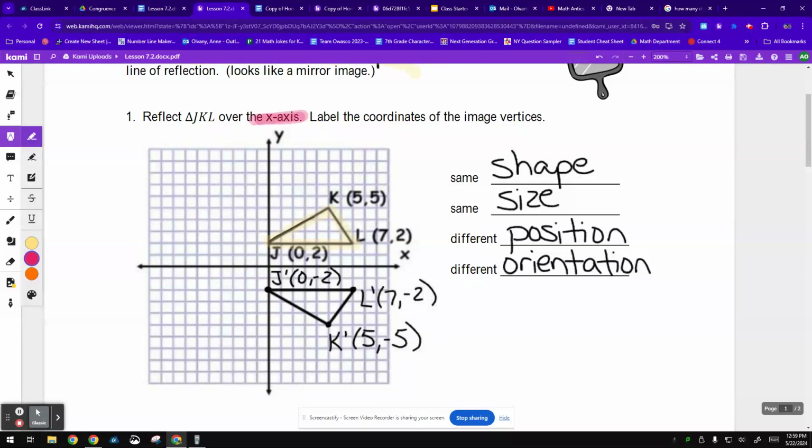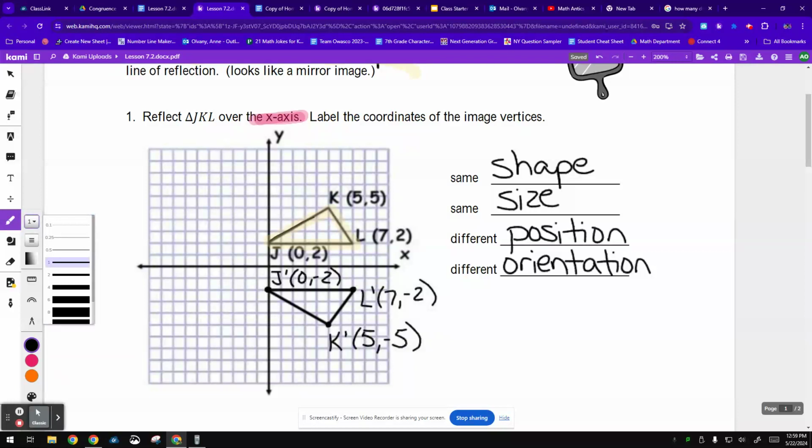So I'm going to draw a really thick line over this x-axis. And you might want to color it in or make it darker. That's the way I'm going to flip it, like I'm going to fold it down. All right? So to flip it, I'm just going to take point J and count how many it is to get to my x-axis. So I'm going to go 1, 2, and so I'm going to go 2 this way to get to point J prime. That is the point 0, -2.